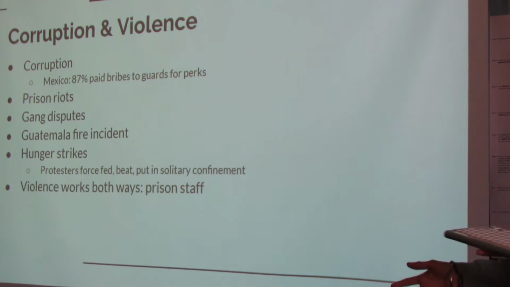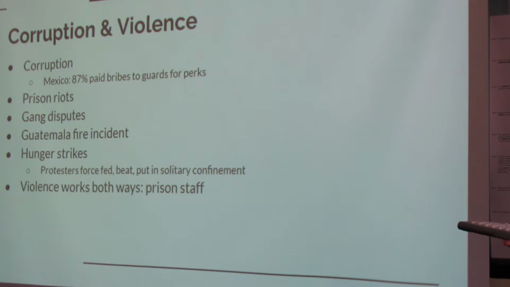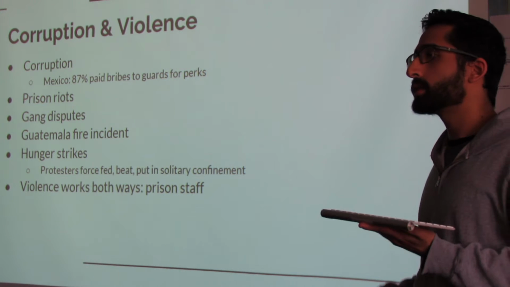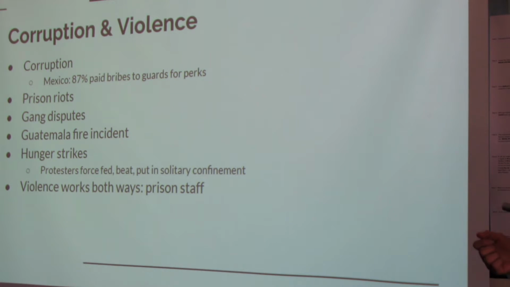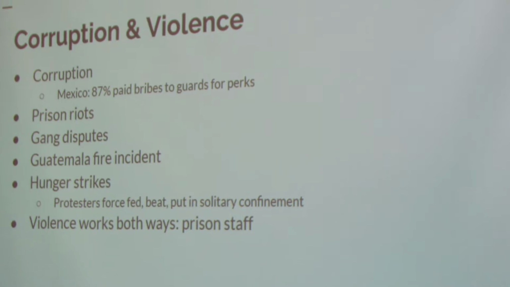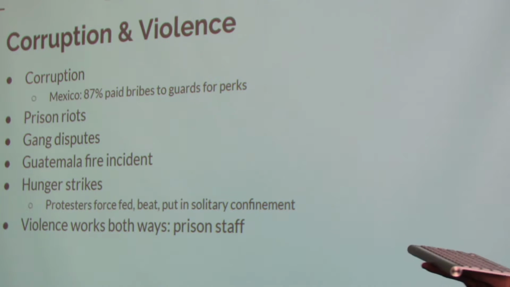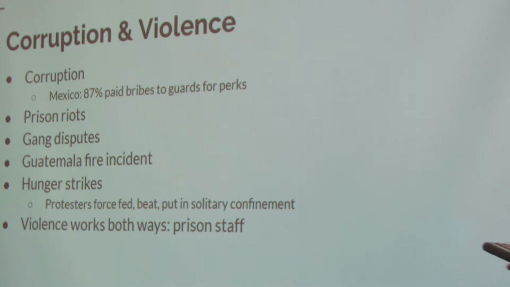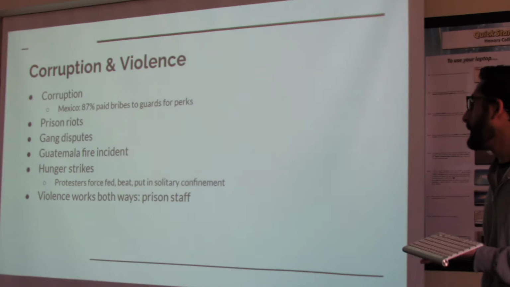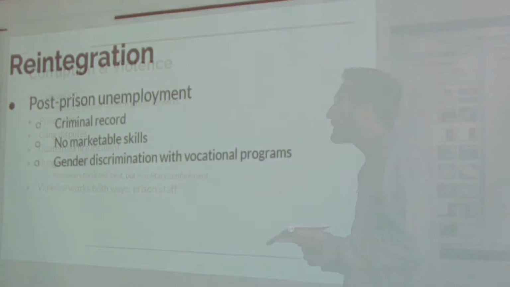Beyond this prisoner violence, there's also violence at the hands of prison staff. For example, in Guatemala in 2017, officials were charged with manslaughter after locking up 41 adolescent girls in a state-run institution, which later caught fire and took the lives of these 41 individuals. Something that I stumbled across while doing my research was the reaction of prison staff to hunger strikes. Prisoners participate in these strikes as a way of expressing their frustration. However, they are force-fed, beaten, and put into solitary confinement by prison staff as a result. At the same time, it's important to note that the violence works both ways. Prison staff also experience violence at the hands of prisoners.